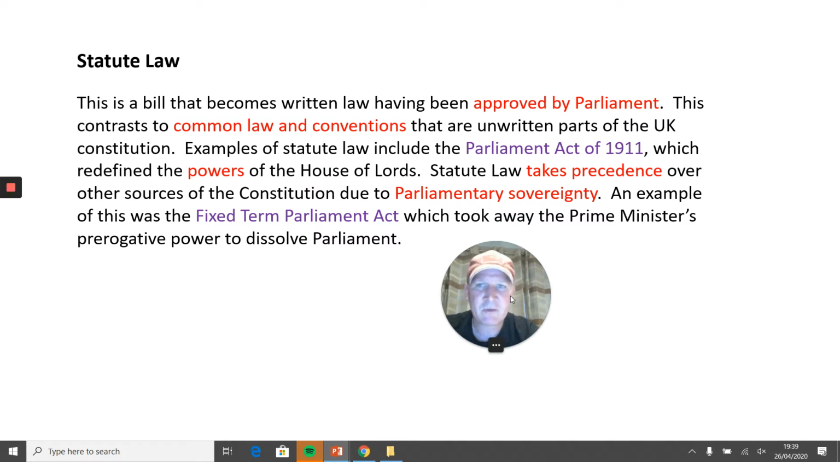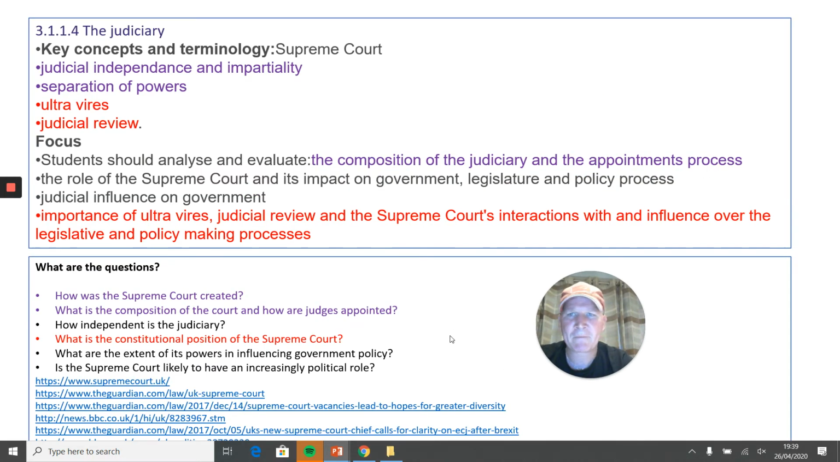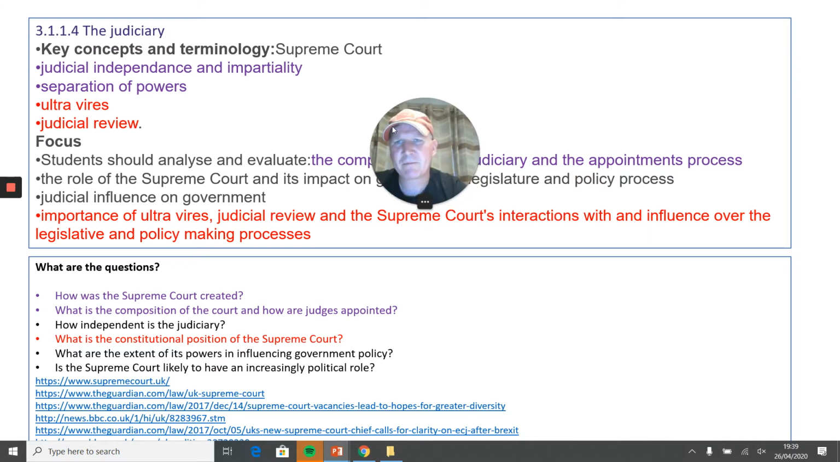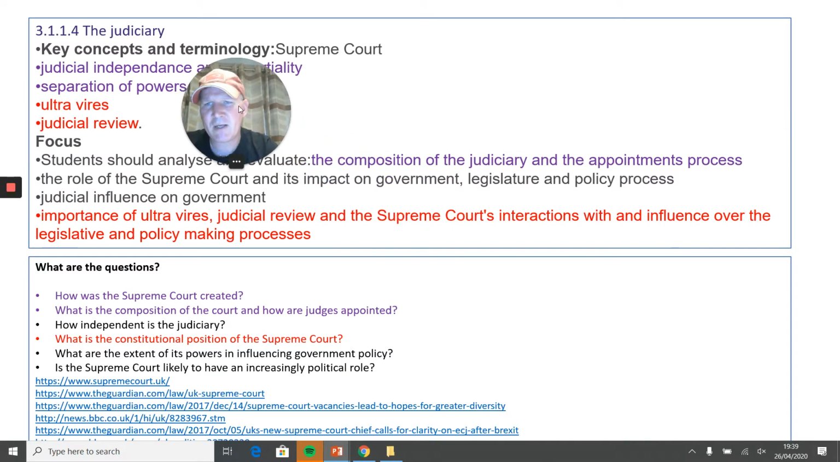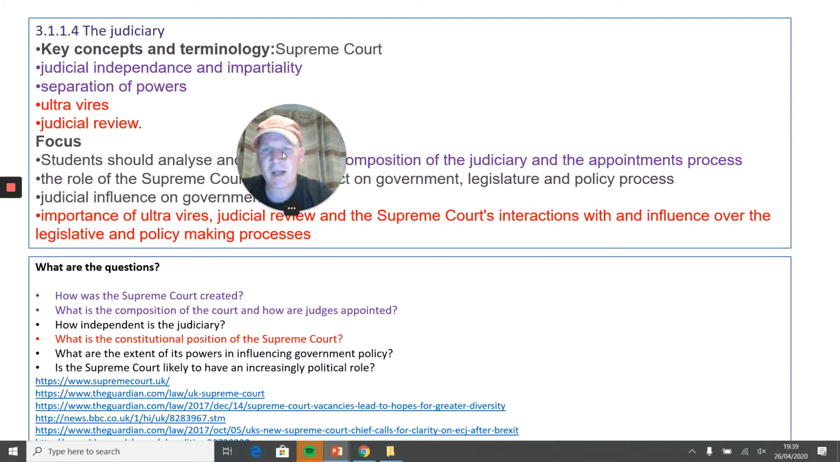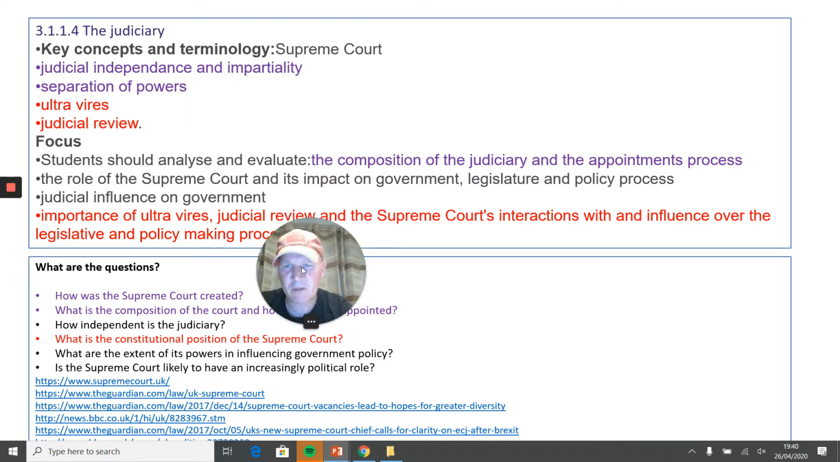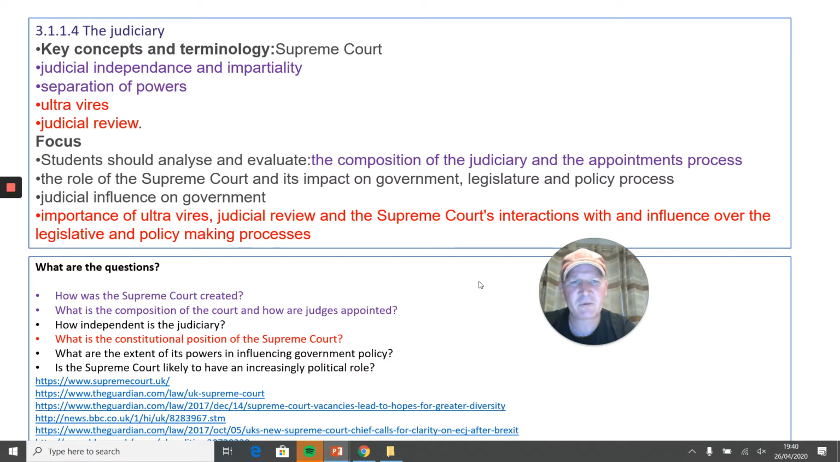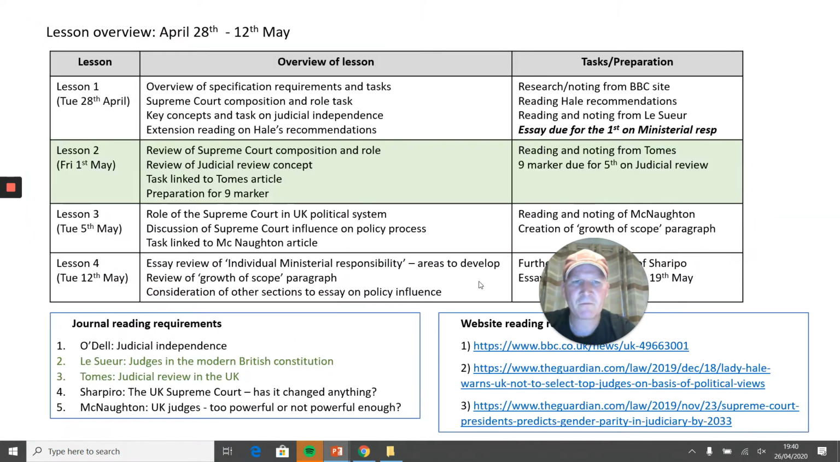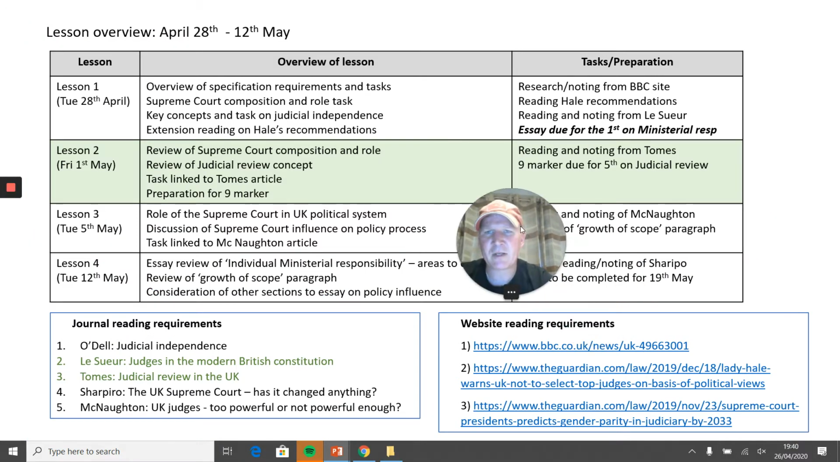And it's relevant, of course, because that's what the Supreme Court is judging upon. And that's what we're focusing on pretty much today. So if we look at our spec, you can see the things in purple that we've done in lesson 1 and the things in red that we're focusing on today. Heavy focus on judicial review and the constitutional position of the Supreme Court and how that's been challenged over the last few years. So where does that fit in our lessons?